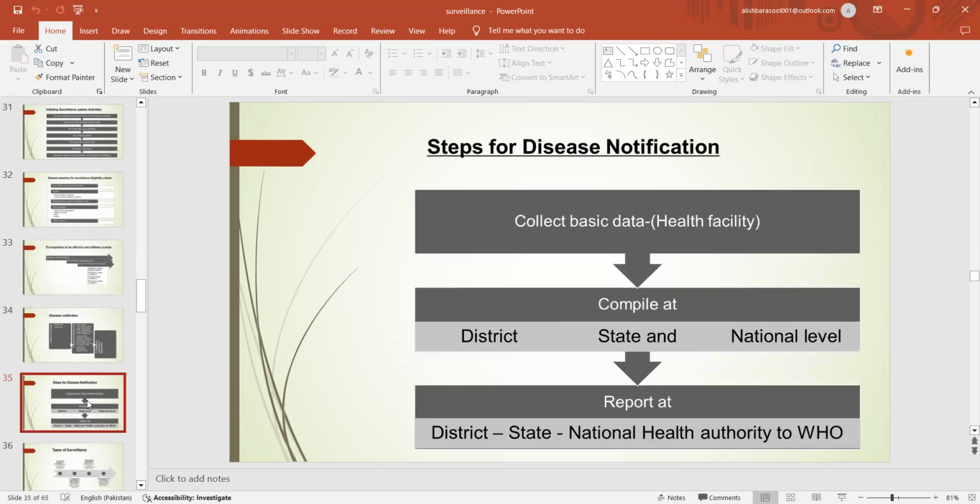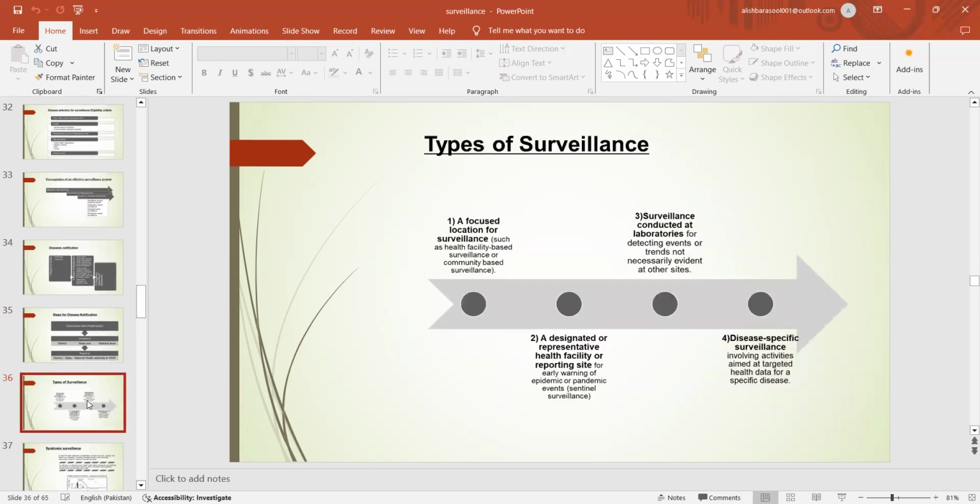Steps for disease notification: collect the basic data at the health facility, compile at the district, state, and national level, and report at the district, state, and national health authority to WHO. Types of surveillance: a focused location for surveillance, such as health facility-based surveillance or community-based surveillance. Surveillance conducted at laboratories for detecting events or trends not necessarily evident at other sites. A designated or representative health facility or reporting site for early warning of epidemic or pandemic events. Sentinel surveillance. Disease-specific surveillance involves activities aimed at targeted health data for a specific disease.